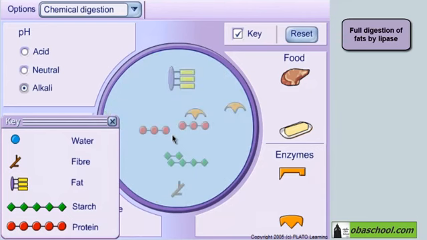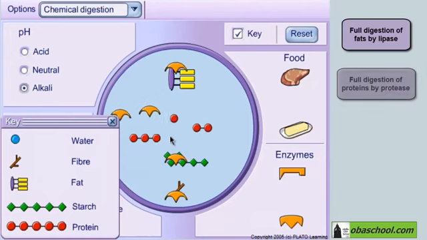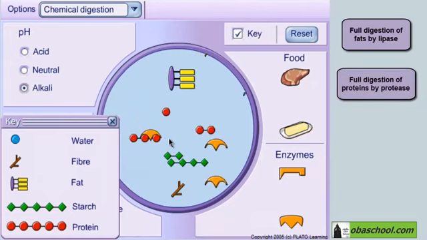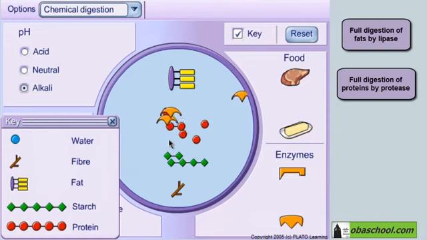Now we add protease. What do you think it's going to digest? It digests only the proteins, and it completely digests the proteins. It breaks them down into their individual amino acid units.